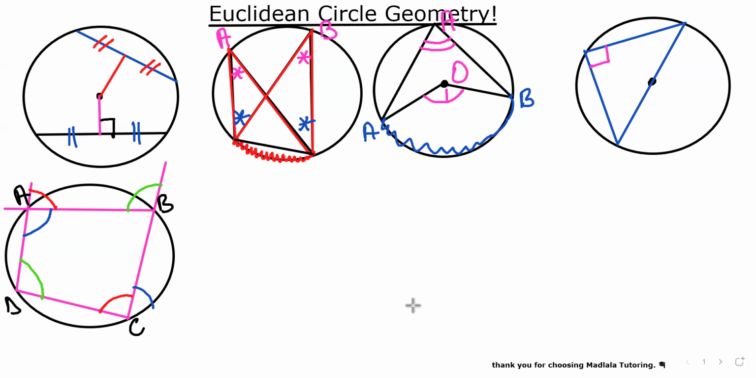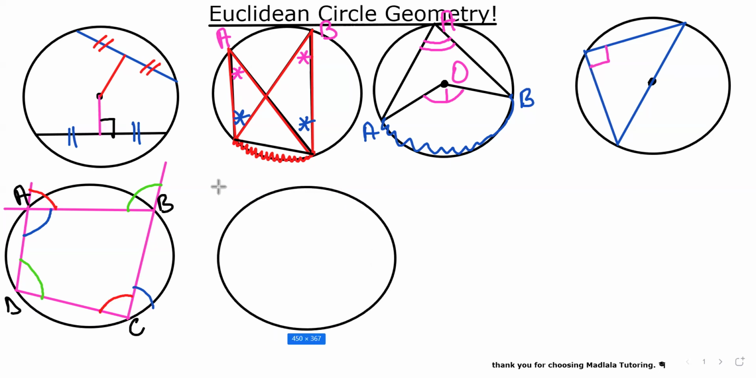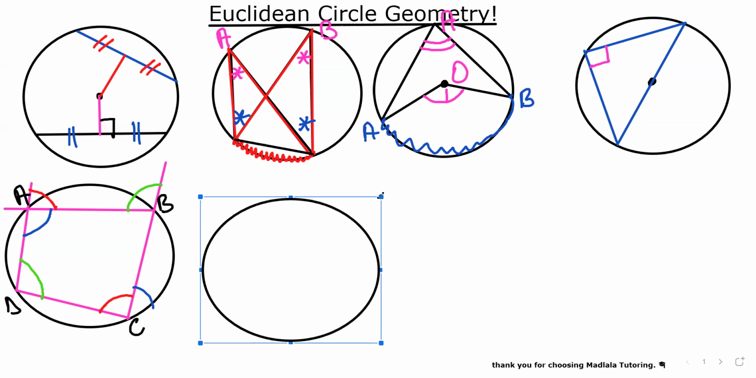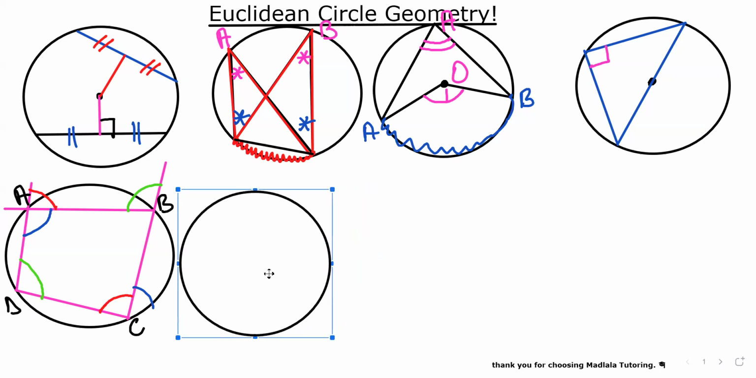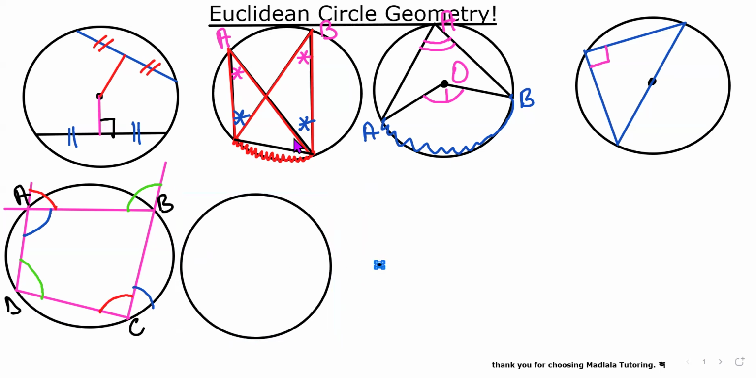So how many theorems have we talked about so far? 6. We still have 3 more. Then we can get right into business. So let's give them a good look. So what does this one say?